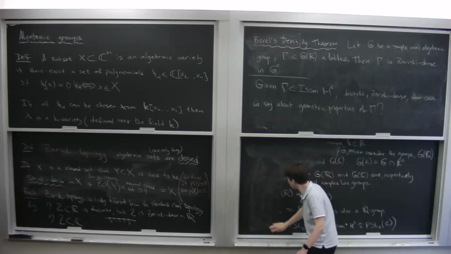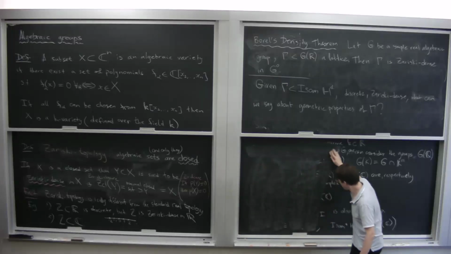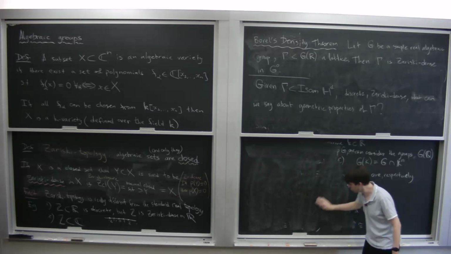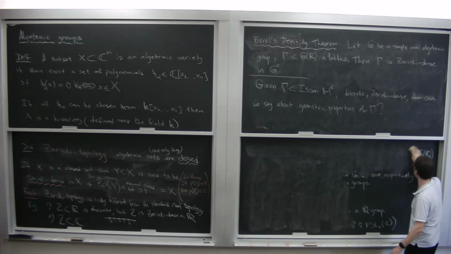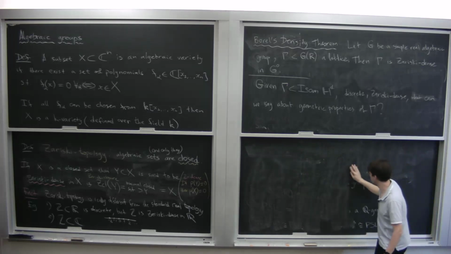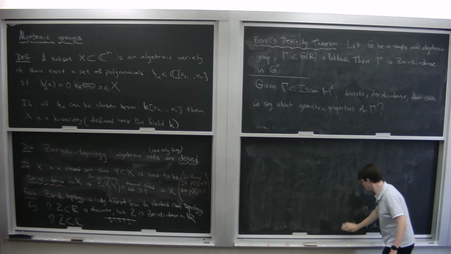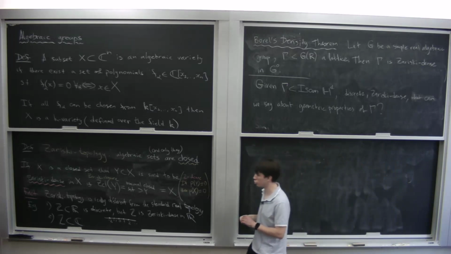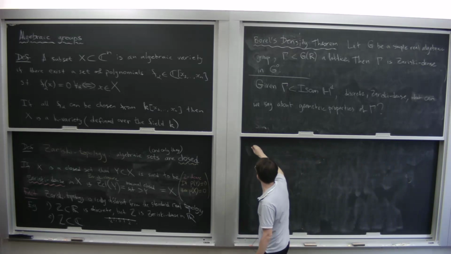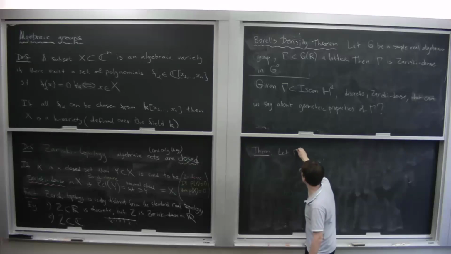It turns out that we should use a classification of algebraic subgroups of Isom H^D. So I will start with the general case. I think I will just say that it's a theorem. So let Gamma be discrete in Isom H^D.